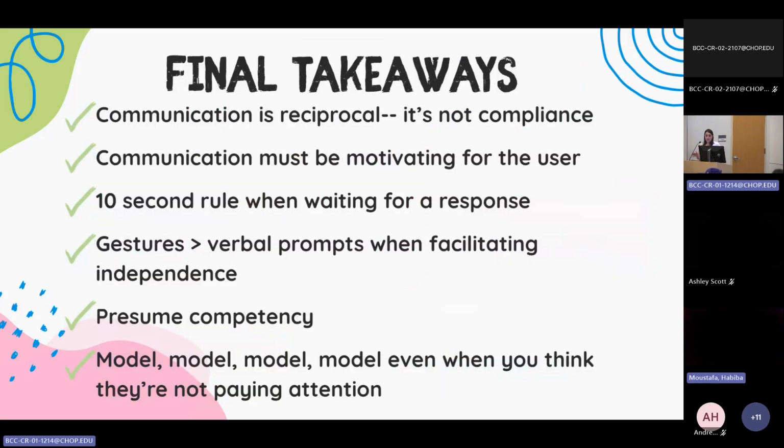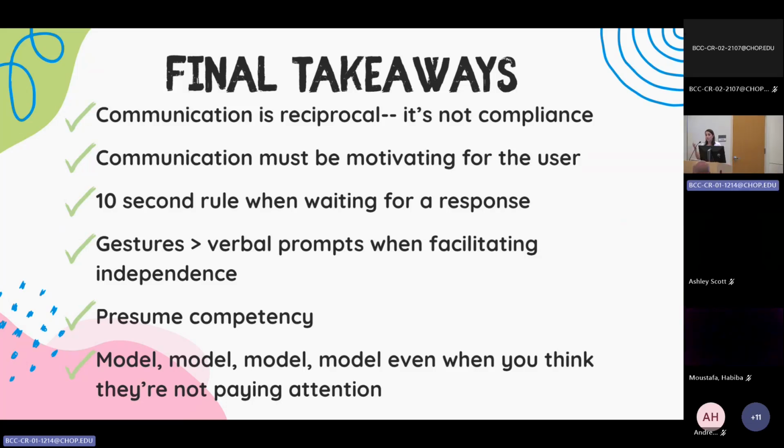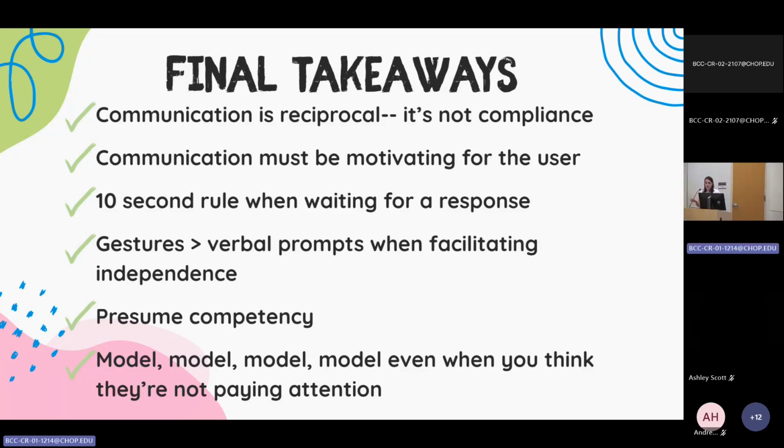So these are just some final takeaways. Communication is reciprocal, and has to be motivating. It's a back and forth thing. It's not compliance. The 10-second rule is important. I encourage you guys at home later today to count out a 10-second pause in your conversation, and you'll see how long it feels and how uncomfortable it feels, but that's about the amount of time you need to be waiting. We always want to do gestures, pointing, and modeling before we jump into, oh, tell me what you want, tell me this, tell me that. This way we can get to independence. We want to assume that our kids can do it, because our kids are smart and we know they can. And the biggest takeaway: model, even when you think they're not paying attention, because they are.